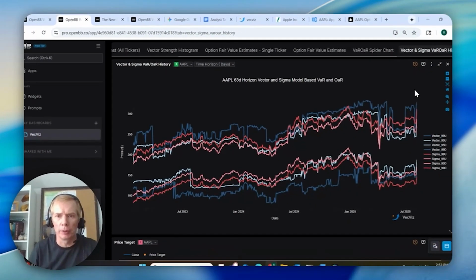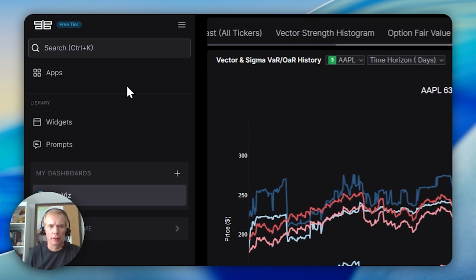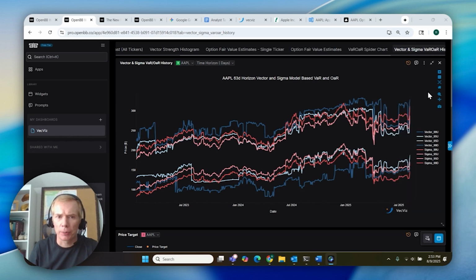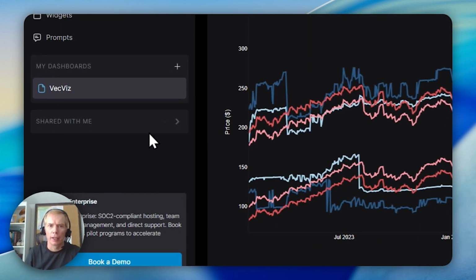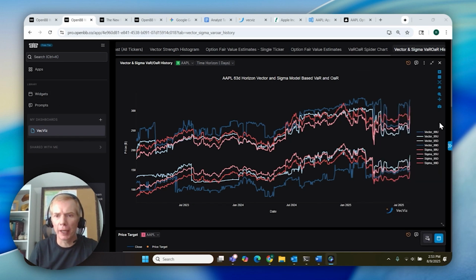So let's go into the OpenBB workspace, for which there is a VecViz app. And here we have the price probability distributions going back to January 2023 for Apple, looking 3 months forward. And we have them for two models. In blue, we have VecViz's vector model, which is trained on scored support and resistance and powered by machine learning. And in red we have bell curve based sigma, which is calculated with a 2-year trailing window and a half-life of 6 months for exponential time decay.